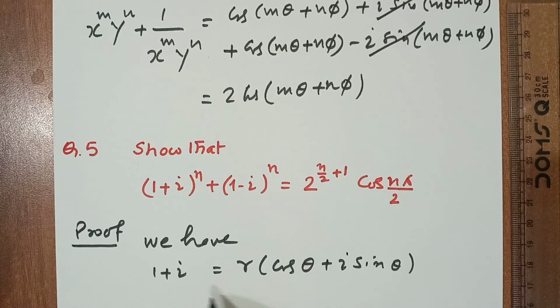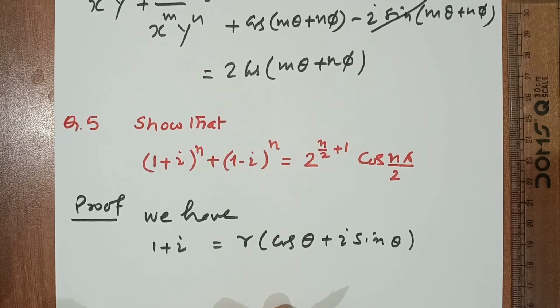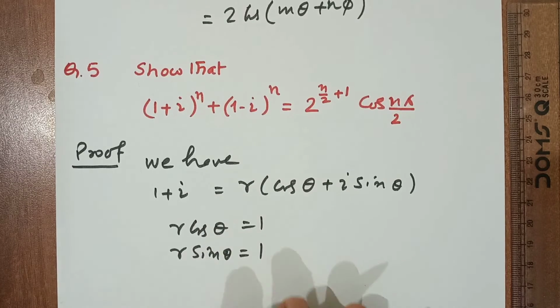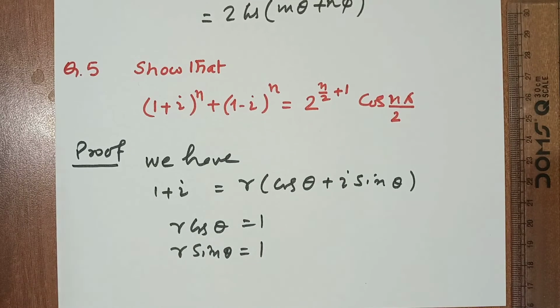So 1 + i is equal to r(cos θ + i sin θ), and taking real and imaginary parts. Okay, so r cos θ, this is the real part, is equal to 1, and r sin θ, this is the imaginary part, is equal to 1. Meaning the coefficient of i is r sin θ, and here the coefficient of i is 1. Now we calculate the value of r and θ.